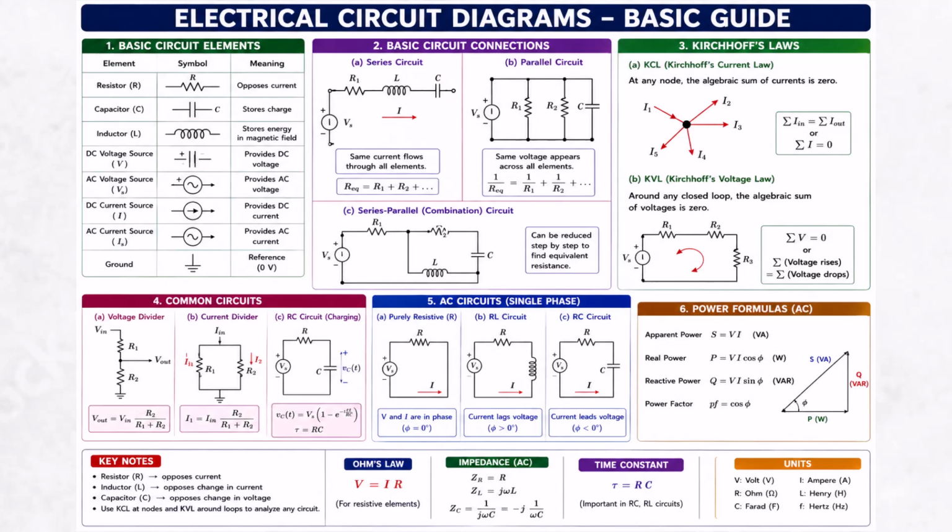Let's see how this works with a simple practical example. Imagine you have a circuit with a resistor and an inductor connected to an AC power source. The power source provides a voltage, and we want to find out what the current is. In a DC circuit, this would be easy. Just use Ohm's law, V equals I times R.